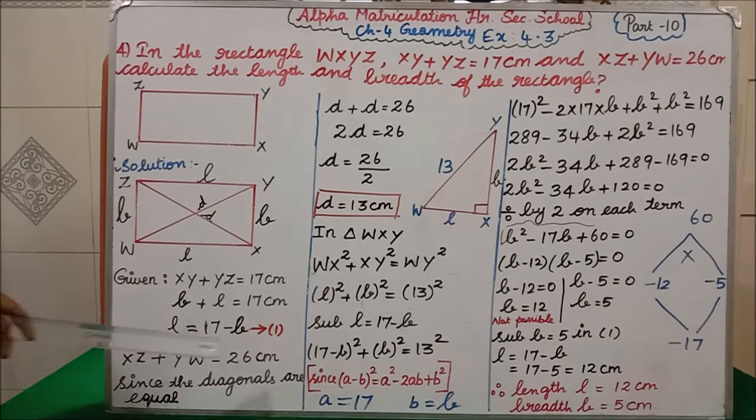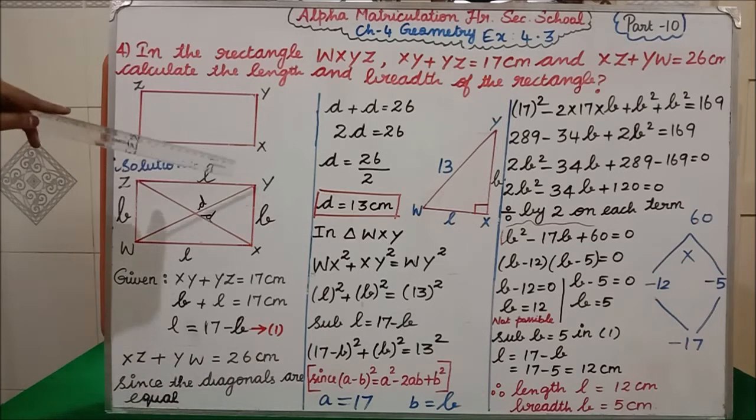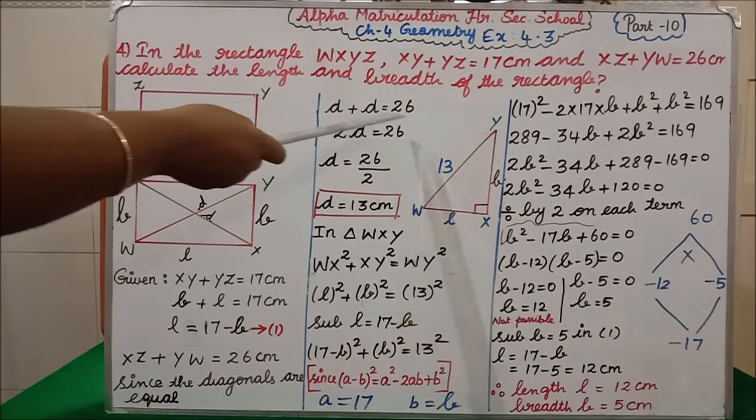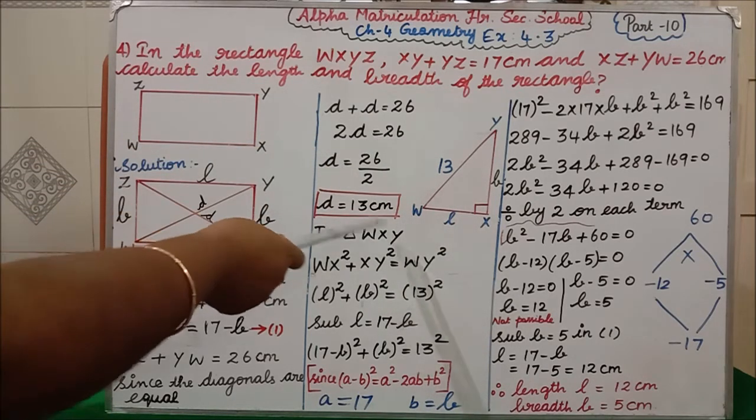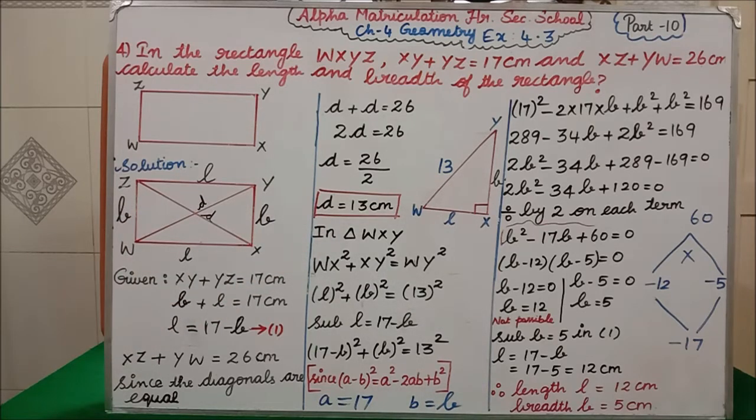We all know, since the diagonals are equal, if XZ I have taken as d, then YZ is also what? d. So I have written d plus d equal to 26. So 2d equal to 26, d equal to 26 divided by 2. If you divide, what are we getting? 13 centimeter. Here we have found the diagonal value. What is the diagonal now? 13 centimeter. If this side is 13 centimeter, then this side will also be 13 centimeter. Clear? So I have written the diagonals are equal.